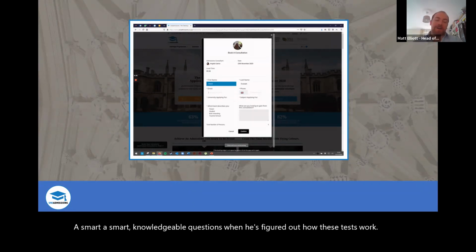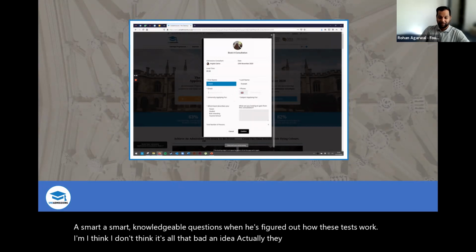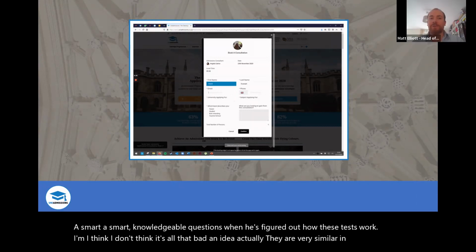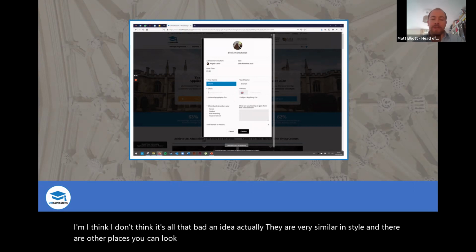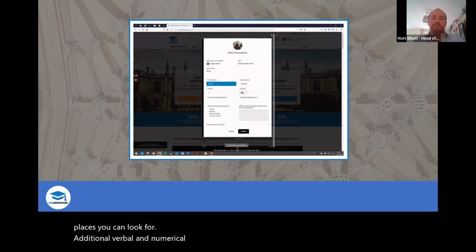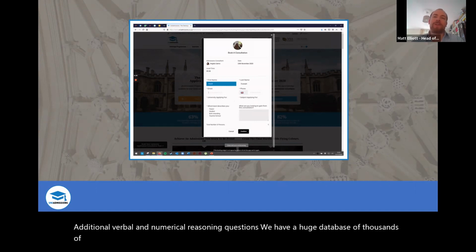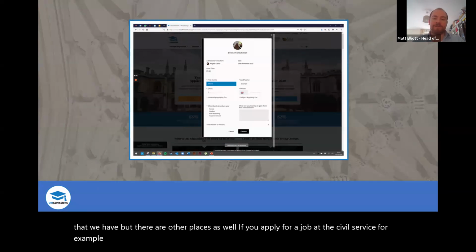I don't think it's all that bad an idea, actually. They are very similar in style, and there are other places you can look for additional verbal and numerical reasoning questions. We have a huge database of thousands of them, but there are other places as well. If you apply for a job at the civil service, for example, they have loads of these types of tests built in, and so you can practice on those as well.